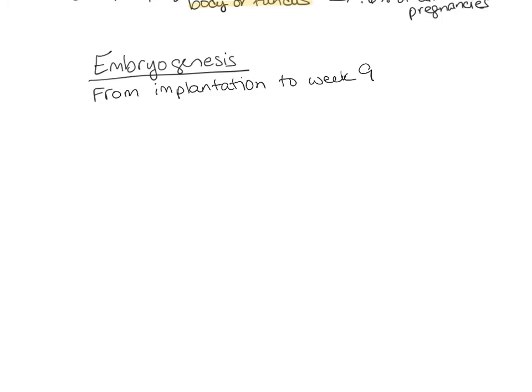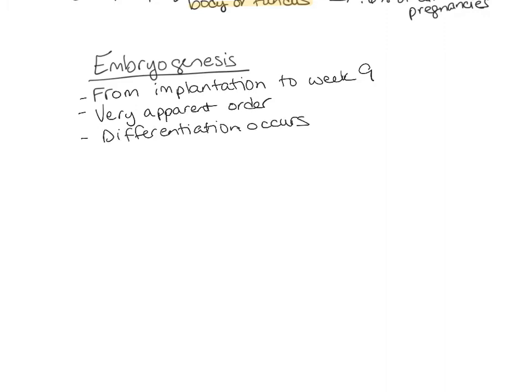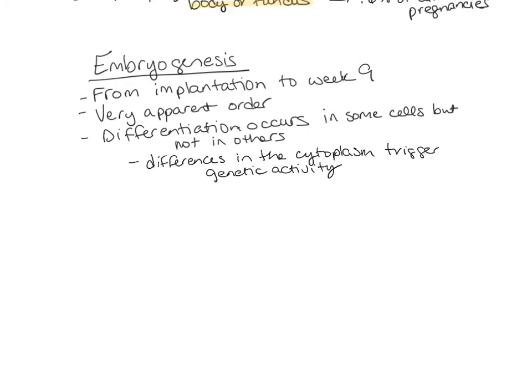The next phase is embryogenesis, or the embryonic period, and this occurs from implantation to week 9. There's a very apparent order to this period. Differentiation involves changes in genetic activity of some cells, but not in others. Differences in the cytoplasm of cells trigger changes in the genetic activity, which leads to further alterations in the cytoplasm. This creates cells with very diverse fates.